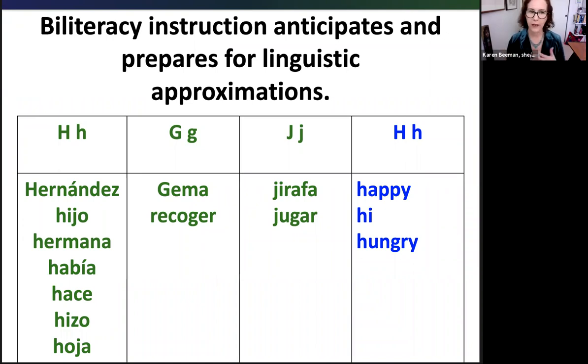And so we would go in and talk about the juxtaposition of these letters so that we remember how they sound different from English in Spanish, and where a letter is silent or mute and where it isn't.